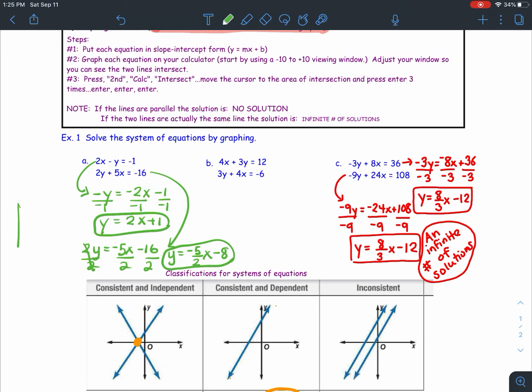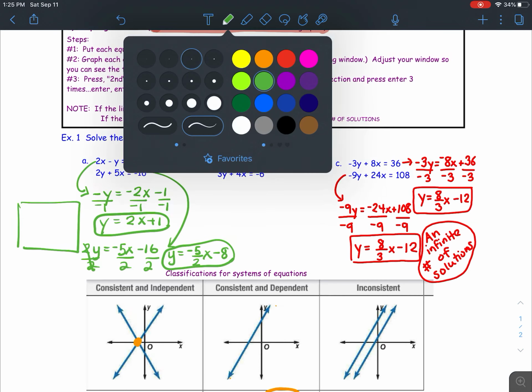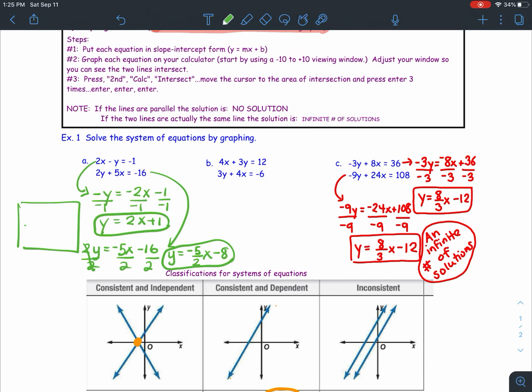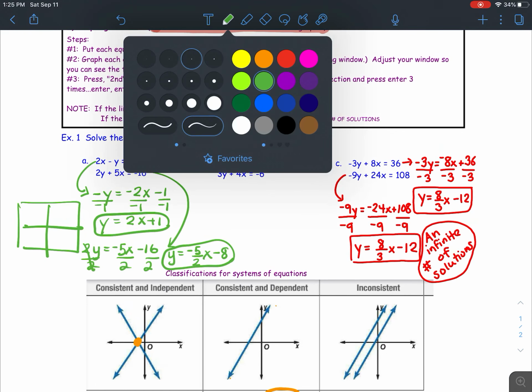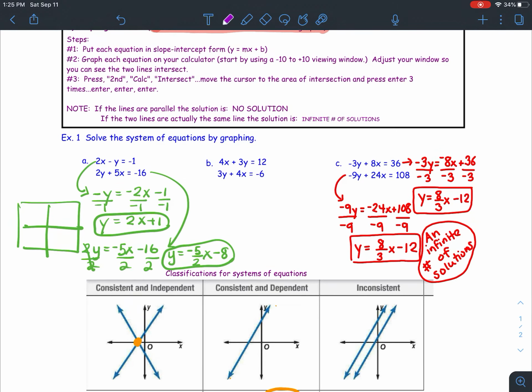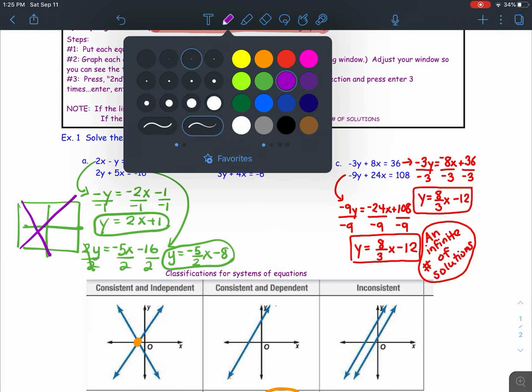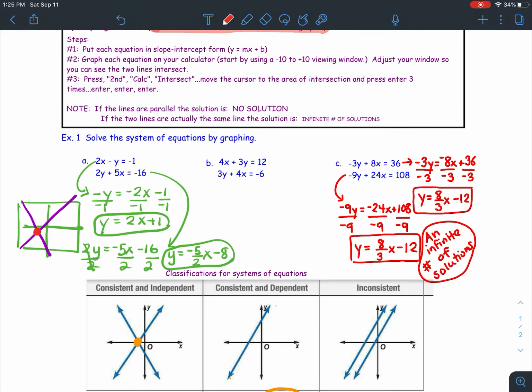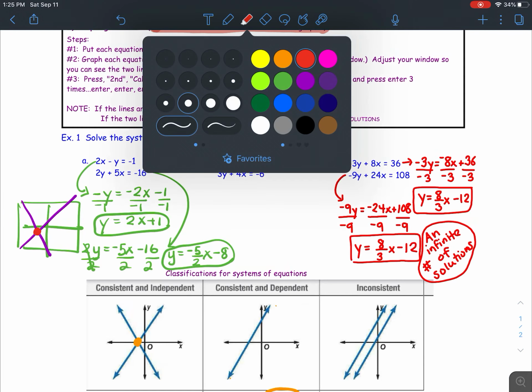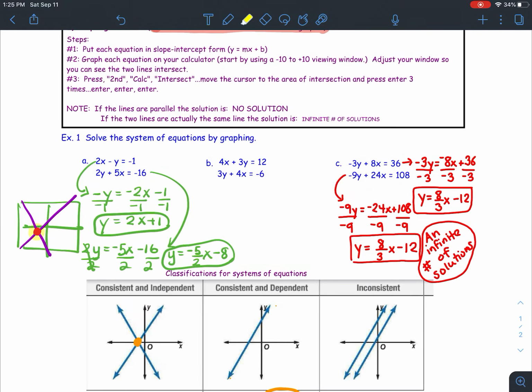My graph, you don't have to draw the graph on your paper, but what I'm seeing here, if this is my X and Y axis, I'm seeing roughly one line that kind of looks like that and another line that kind of looks like this. So I'm seeing that there definitely is one intersection point. I need to find what the value or coordinates are of that one intersection point.